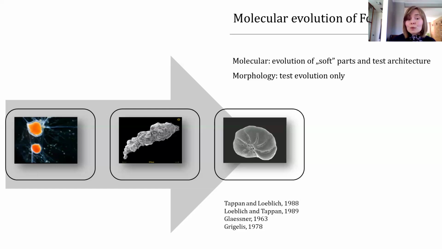When we include molecular tools, apart from the test architecture, we can trace the evolution of the soft parts, for example reticulopodia, and genes coding the proteins that can lead to creating reticulopodia or any physiological traits of foraminifera.